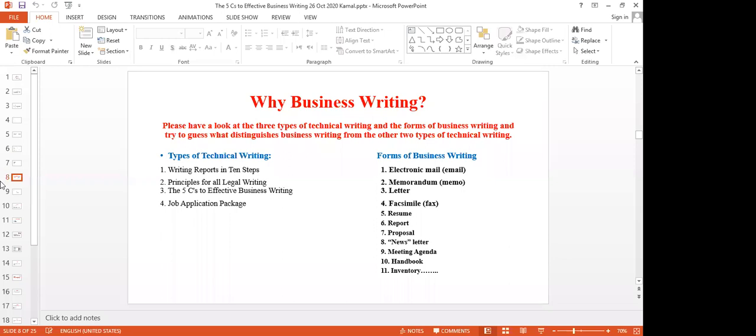You can easily guess that something. If you look at this slide, the slide I'm displaying now, ladies and gentlemen, and if you look at the types of technical writing, reports, law writing, business writing, and our coming workshop will be about job application, etc. And if you look at the forms of business writing, you can easily guess what distinguishes business writing from other types of technical writing. MashaAllah, you started writing. Business writing has many forms, unlike others. Excellent note, Lindsay. Very excellent.